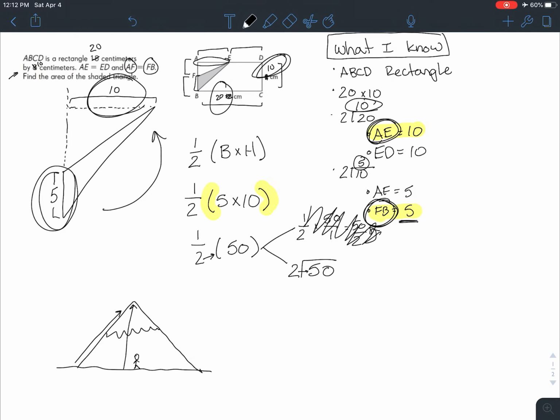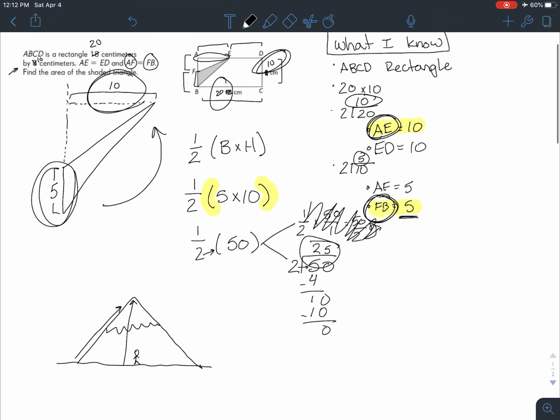2 goes into 5 2 times, which is 4. 2 goes into 10. Oh, whoops. 2 goes into 10 5 times, which is 10. We'd have no remainder, so that means our answer is 25. So the area of that shaded triangle is 25.